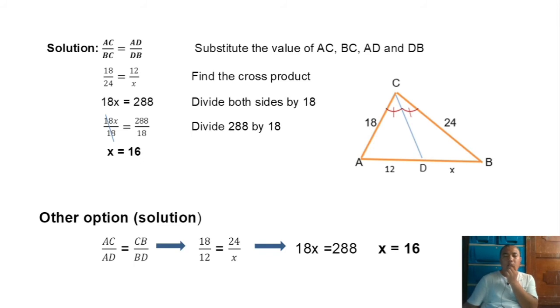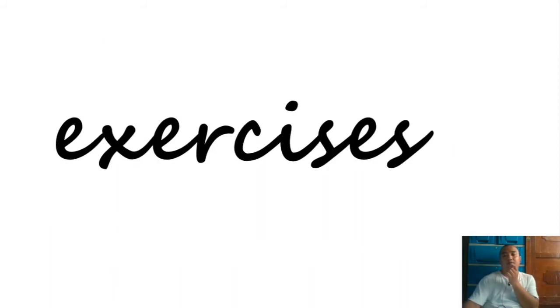We have also another solution. We can also use the equation 18 over 12 is equal to 24 over x. The answer is still the same. 18 times x, 18x. 24 times 12, 288. So x is equal to 16. So it can be 18 over 24 equals 12 over x, or 18 over 12 equals 24 over x. The same answer can be obtained, which is 16 units. So let's proceed to exercises.